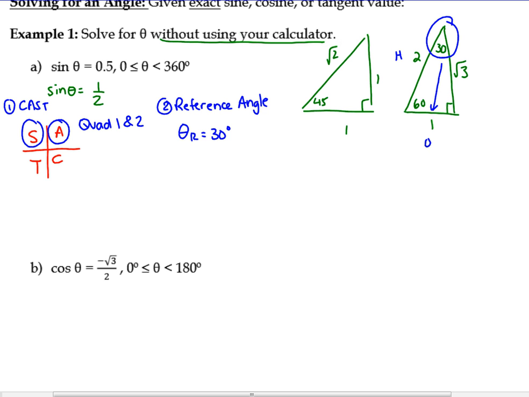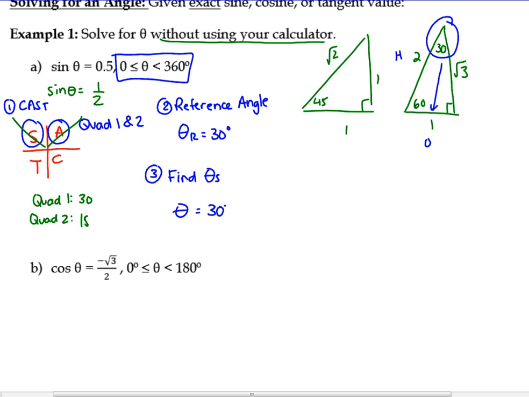So once you have these drawn on a piece of paper beside you, you can just look and see really quickly. And so now we can find the two angles. Notice my domain is between 0 and 360, not including 360. So quadrant 1, what would be the angle? 30. If it's quadrant 1, it would just be 30. Quadrant 2 would be 180 minus 30, which is 150.